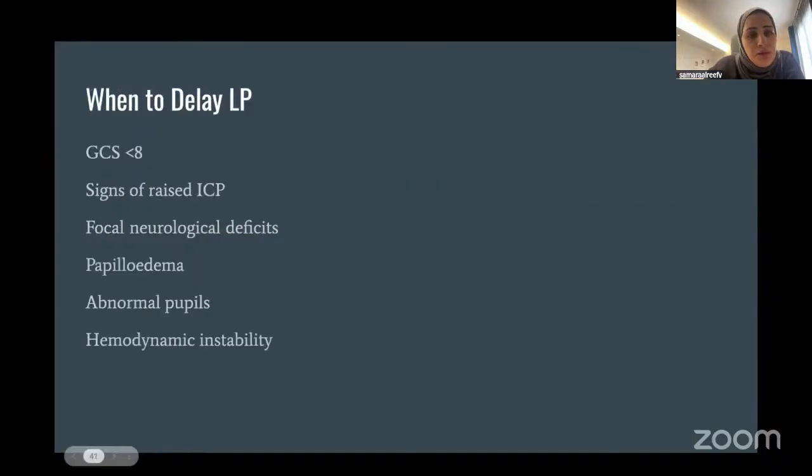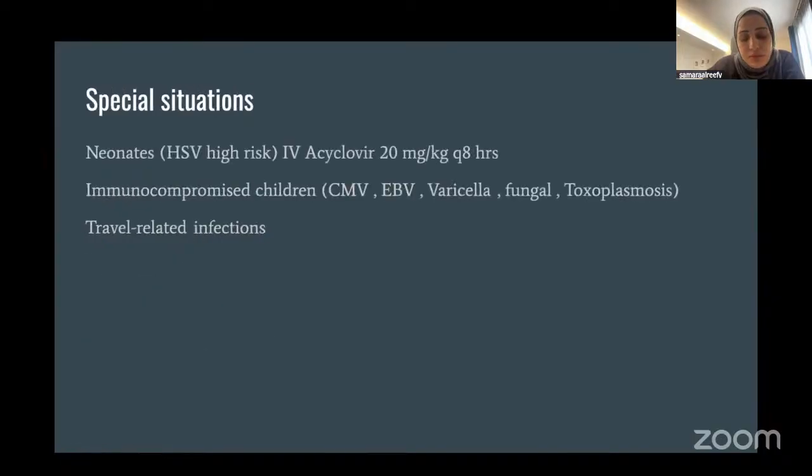So you do your MRI first, and then you would consider lumbar puncture. Special situations, as we mentioned in neonates, considering that HSV type 2 is more common in neonates. So the dose is IV acyclovir 20 milligram per kg, given 8 hourly. Immunocompromised children, keeping in mind the most common pathogens: CMV, Epstein-Barr virus, and varicella especially.